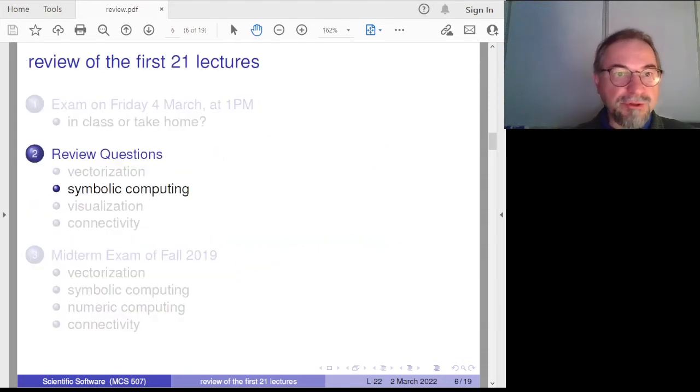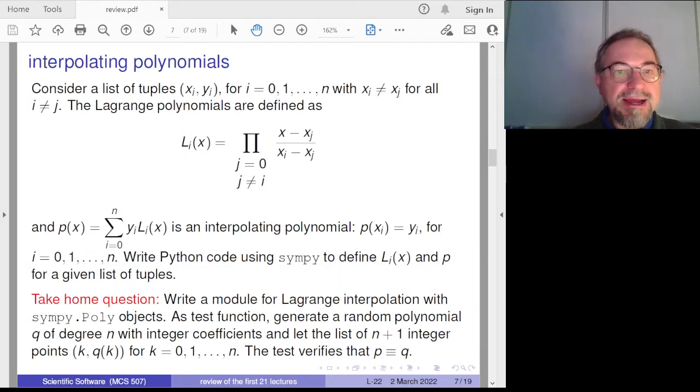Okay, so that's the first question. So then we have symbolic computation and numerical computation. With symbolic computation, one can treat the formulas as you would write them on pen and paper. Here the purpose of the question is to do Lagrange interpolation, but then symbolically.